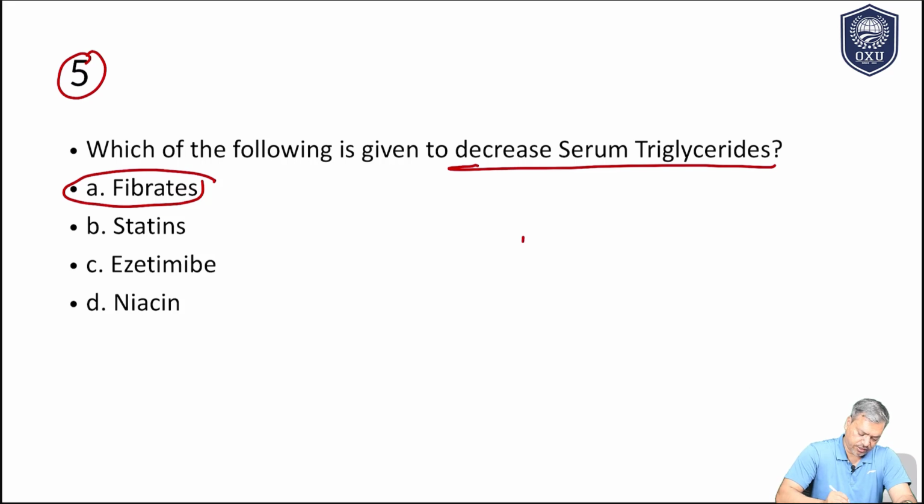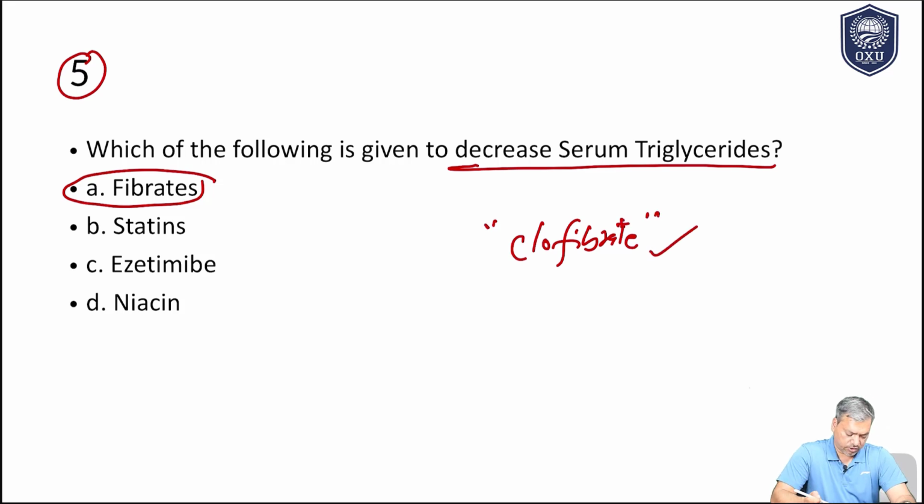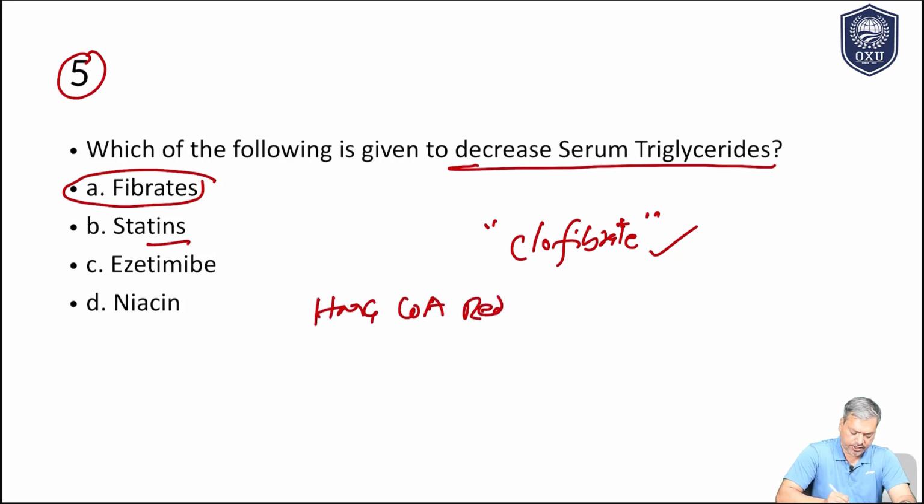One type of fibrate is called clofibrate. This is an important question in many different exams. Clofibrate is commonly used. Statins are mainly used to decrease the cholesterol level, because they block the enzyme HMG CoA reductase. Remember, this is another question which may be asked to you in some other exam, who knows.